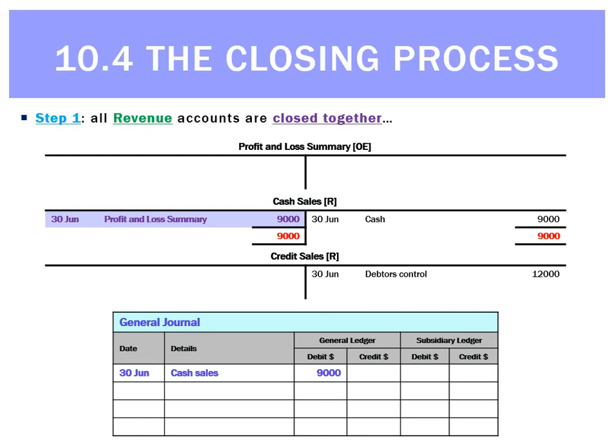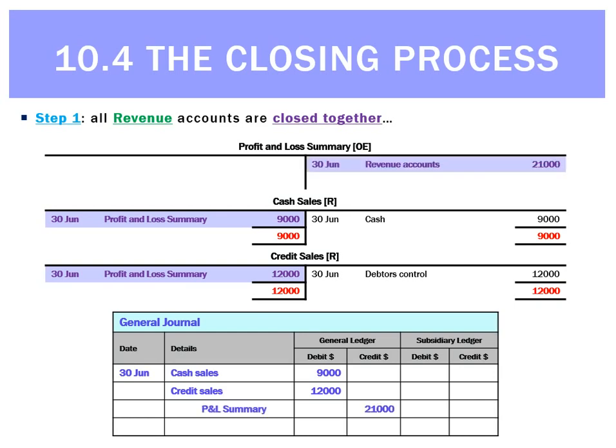So looking at cash sales, we did a debit to cash sales of 9,000. We'll do a debit to credit sales of 12,000. Where do they go? Every debit needs a credit. So in this case, we'll send a credit to the profit and loss summary ledger. It has the rules of owner's equity. We're calculating profit. Revenues make profit and owner's equity go up. So that makes sense that that's a credit entry.